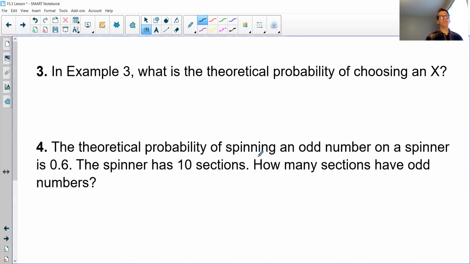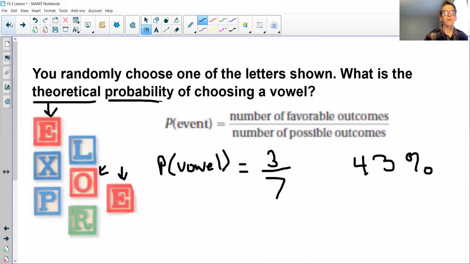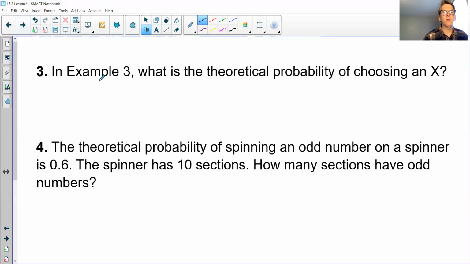On your own number 3. In example 3, what is the theoretical probability of choosing an X? We're going back to this example here. The theoretical probability of picking this little X, there's only one of them. So the theoretical probability will be 1 divided by 7. There are 7 blocks, and only one of them is an X. So 1/7, or about 14.3%, is the theoretical probability.